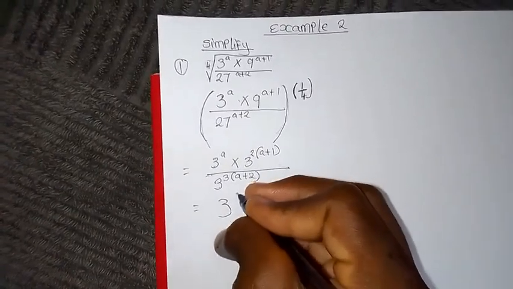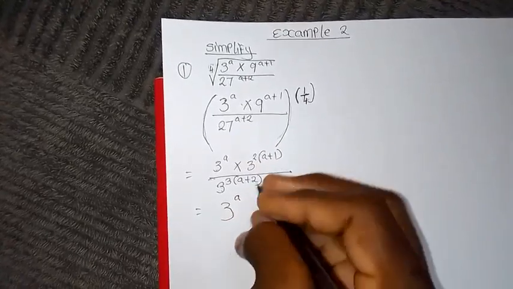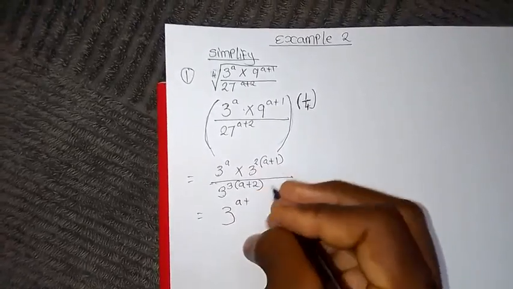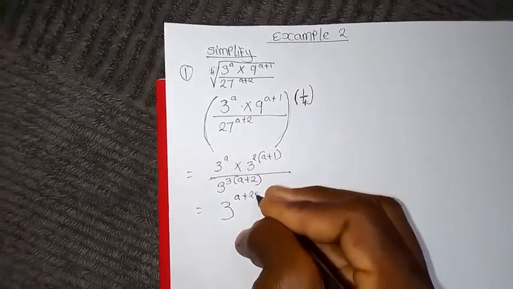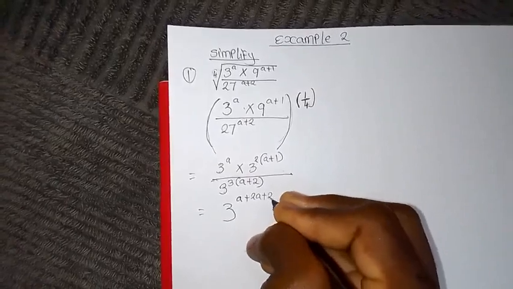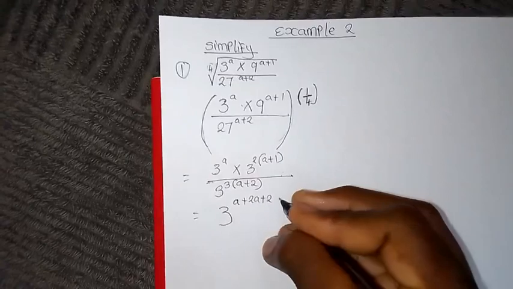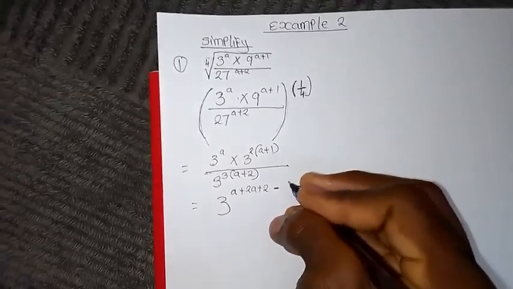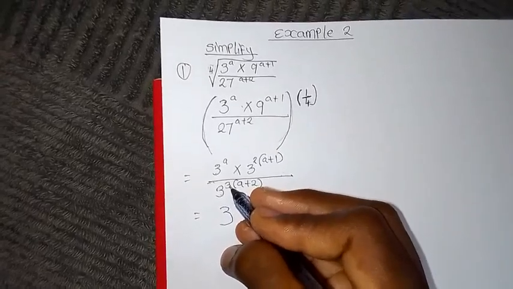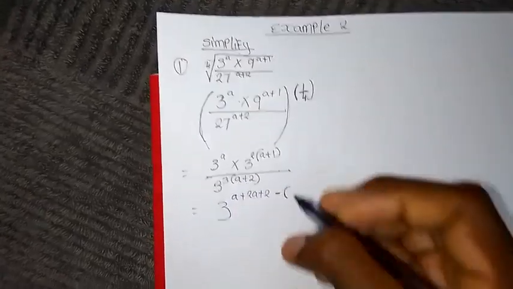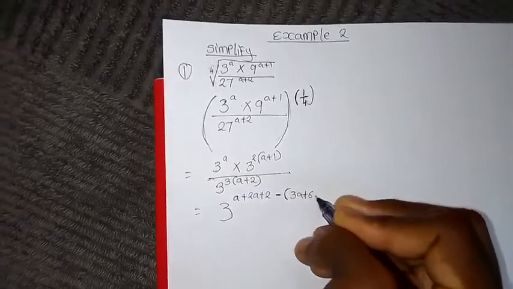So a on top, it's multiplication, a plus, so when you distribute the 2 inside the bracket, it's 2a plus 2. Then division, you subtract, so minus open bracket. On the bottom here, when you distribute 3 inside, it will be 3a plus 6.